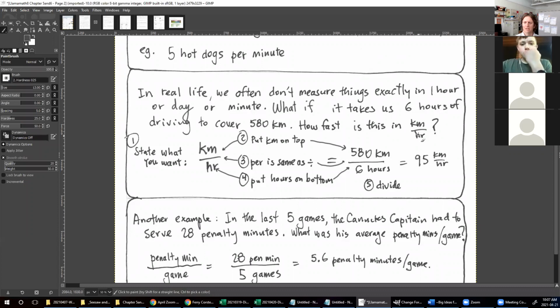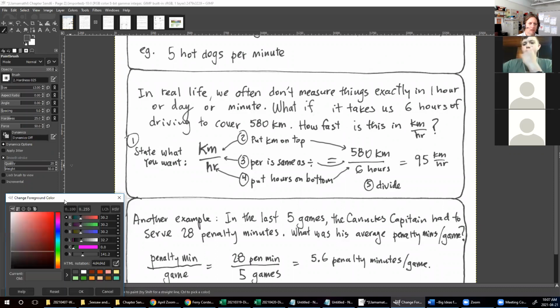I'm just going to change my pen. So the first thing that I'm going to do is state what I want. So I'm going to write, let me just change this to red, and then that will make a lot more sense to me.